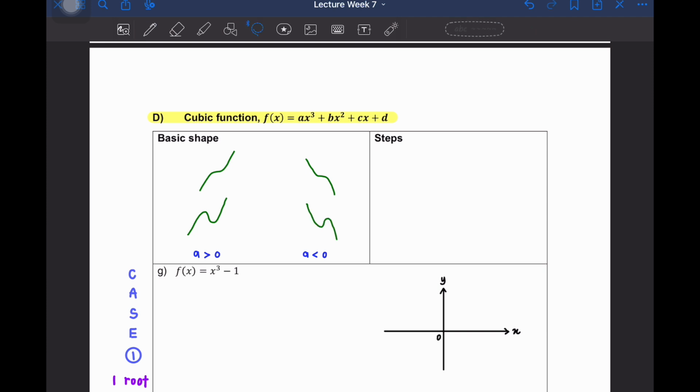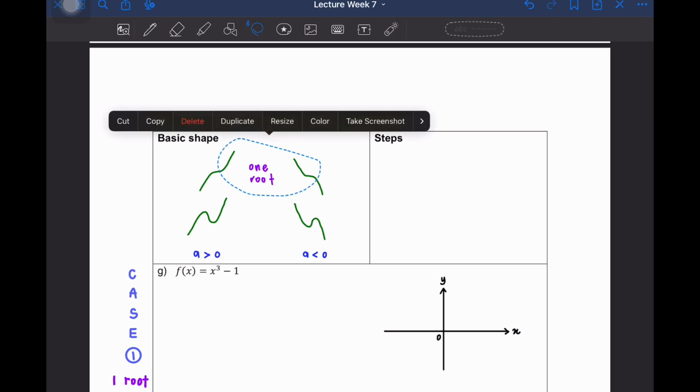So when will we use these graphs? That is, when you want to know, if A is greater than 0, whether to use this one or this one, or if A is negative, whether to use the straight graph like this or the curved one like this. It depends on your number of roots. It depends on the number of roots that you have. In other words, it depends on the x-intercepts that you have. For the upper part, we will use it when we only have one root only. One root means it has only one x-intercept.